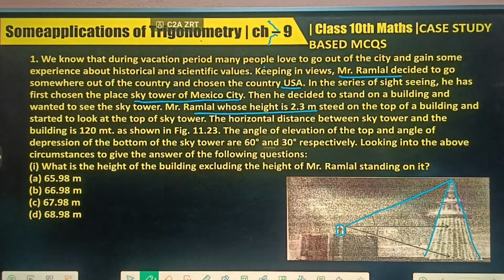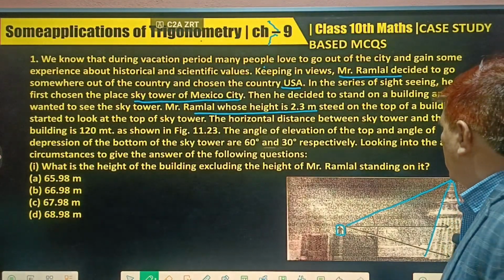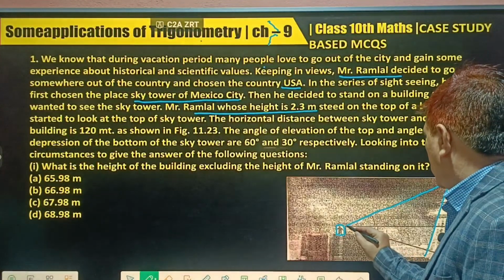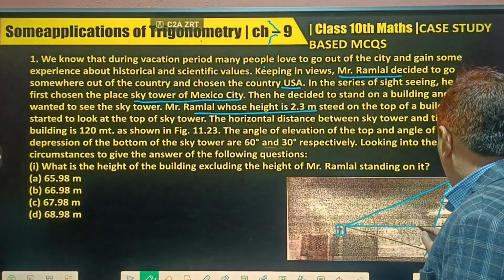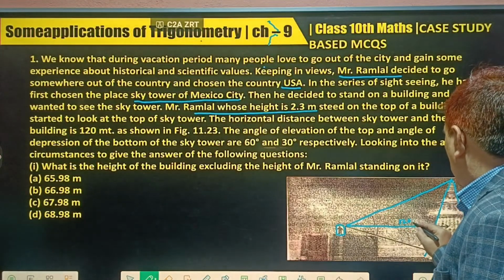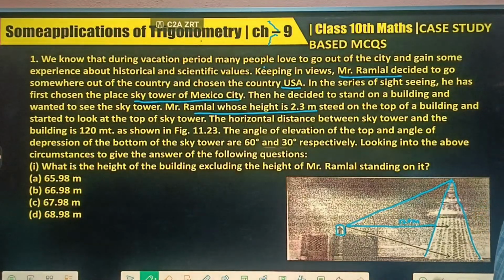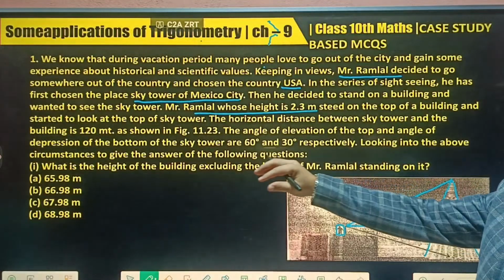The horizontal distance between the Sky Tower and the building is 120 meters. This distance is 120 meters. Understood? It means the distance between Ramlal and the Sky Tower, between the Sky Tower and the building, is 120 meters.